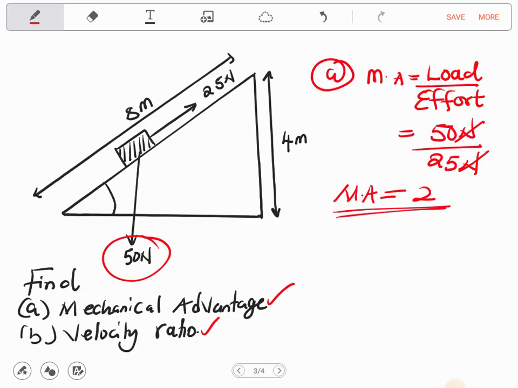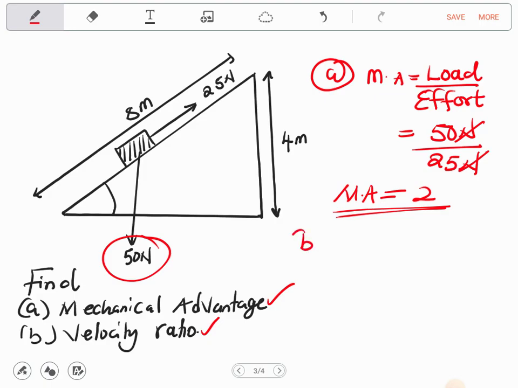All right, so now mechanical advantage is associated with work and friction. So this is a very important component of machines, especially simple machines, even compound machines.